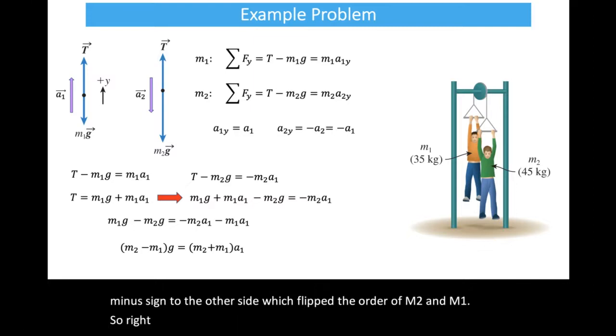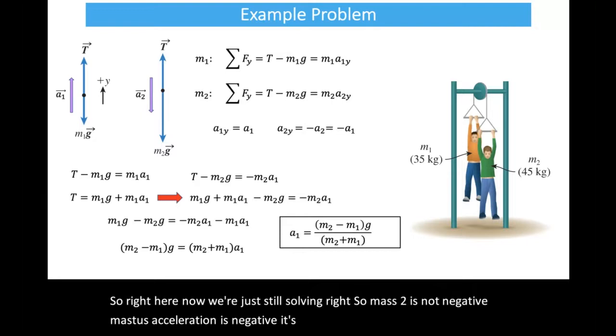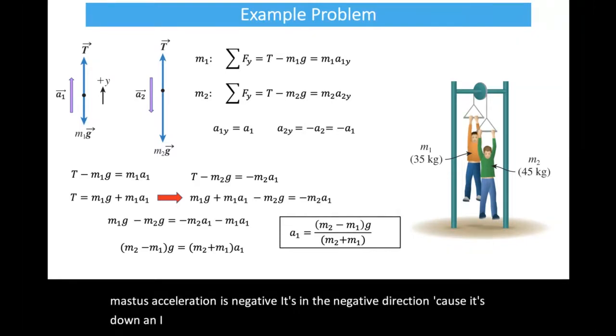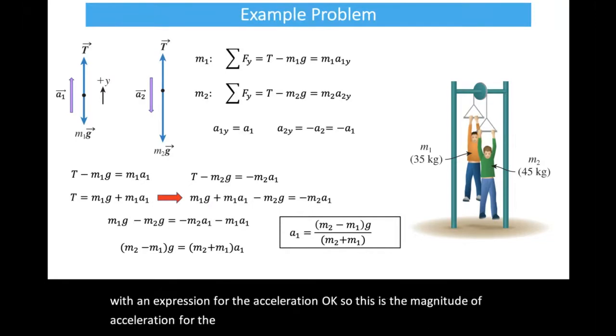So right here, now we're just still solving, right? So mass 2 is not negative. Mass 2's acceleration is negative. It's in the negative direction because it's down, and I defined y to be the upwards direction. And so I end up with an expression for the acceleration. So this is the magnitude of the acceleration for the smaller child, which is also the magnitude of the acceleration of the larger child.